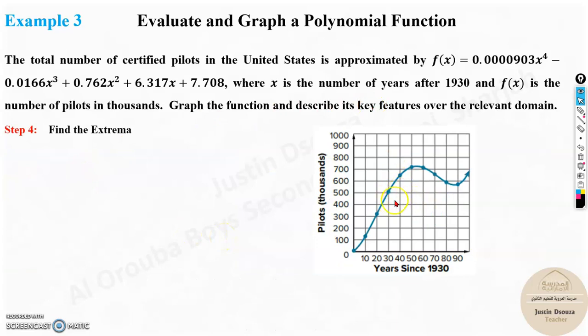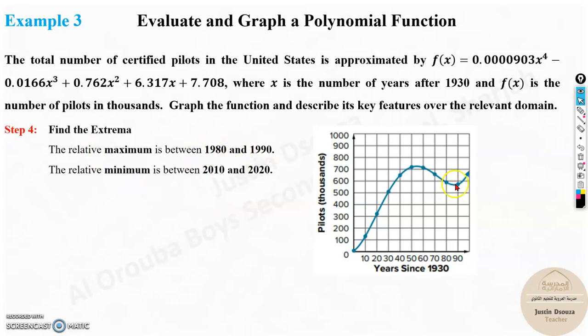And they told us to find the extrema. Now, what about the extrema? Extrema over here, you can see, is somewhere over here, right? So that's about 50 years. Now, they have told 1980 and 1990. Why? Because if you look closely, it is after 50 and less than 60. See, it's somewhere over here, isn't it? 50 years means 50 plus 1930, that is 1980 and 1990. So that is the maxima, and the minima is over here.